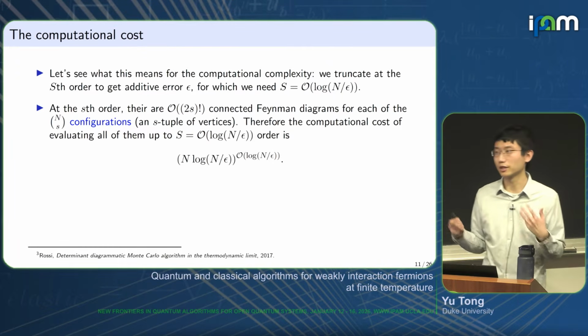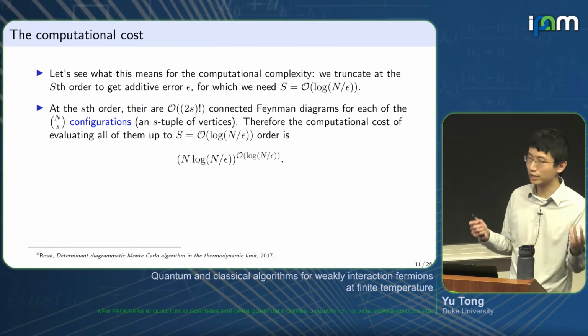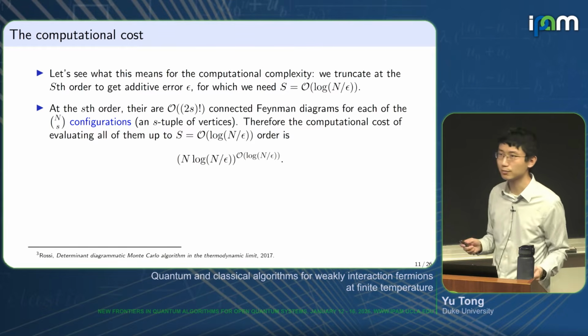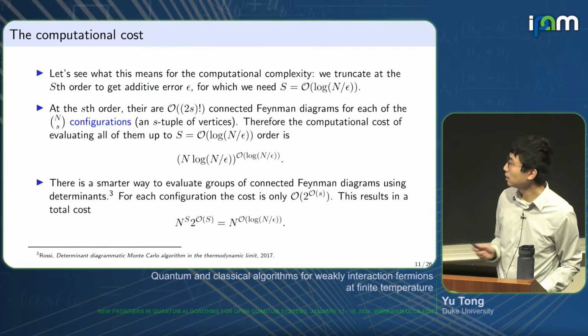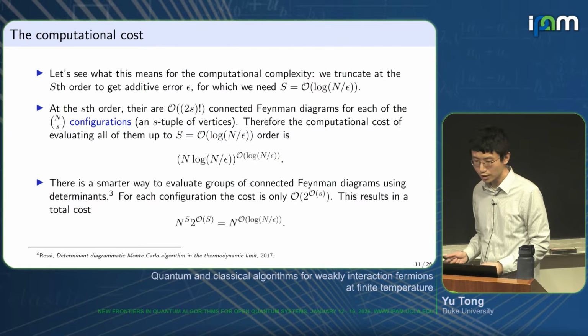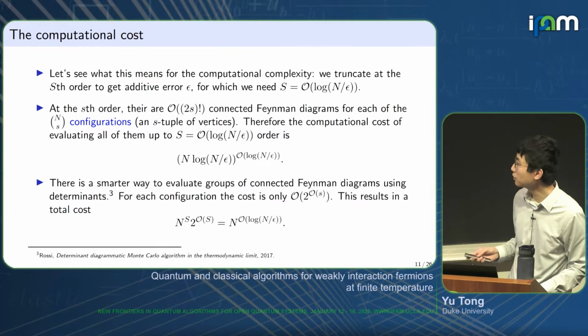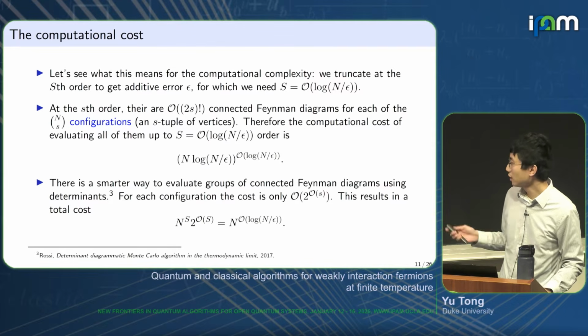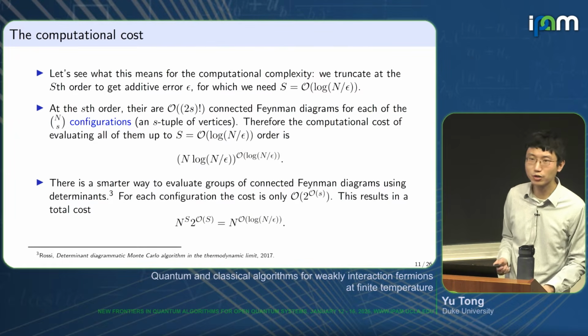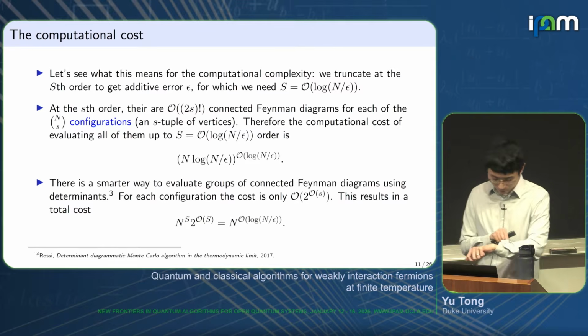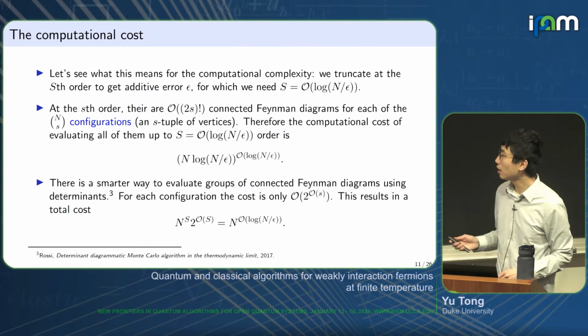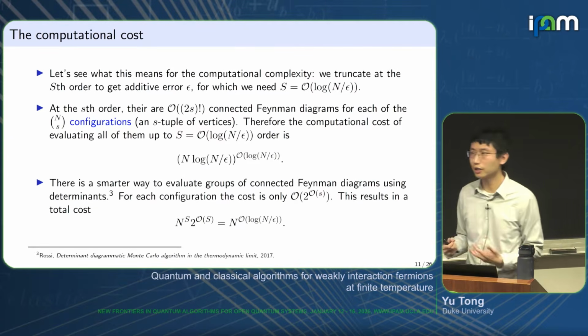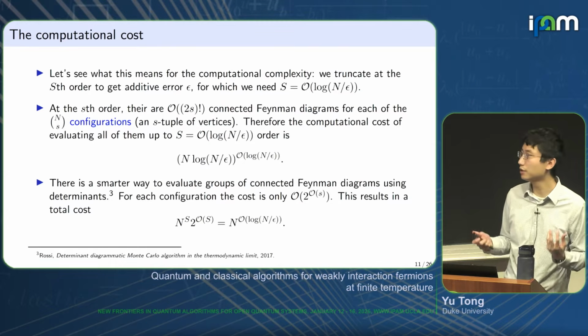So this is just counting. I count how many Feynman diagrams there are, how many configurations there are, and then add them up. So this is not the only way. People have worked very hard on this problem in the last few decades, and there is actually a smarter way compared to evaluating Feynman diagrams one by one. You can group Feynman diagrams together and evaluate them as a determinant.